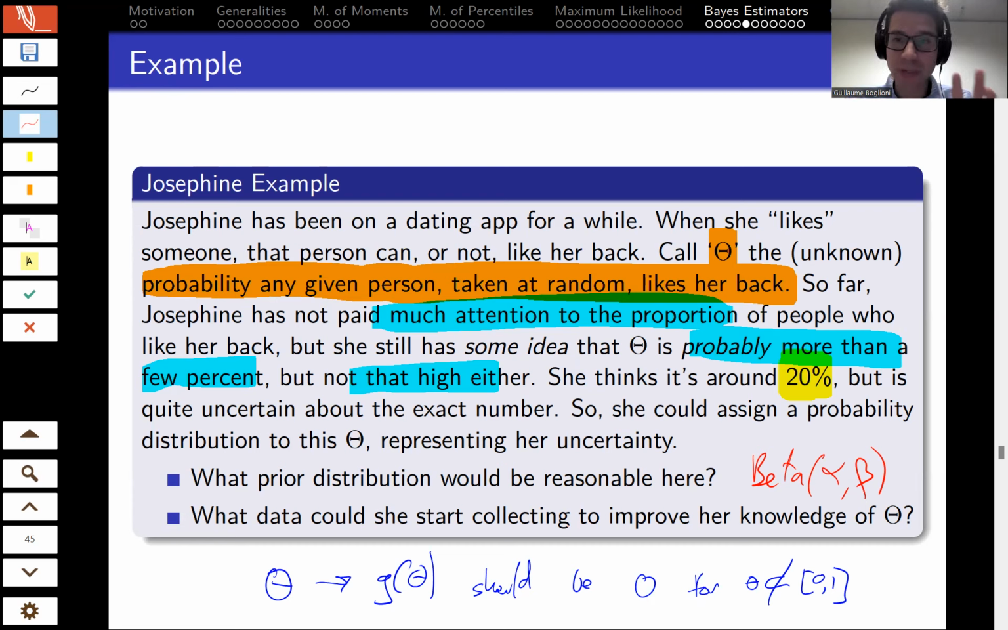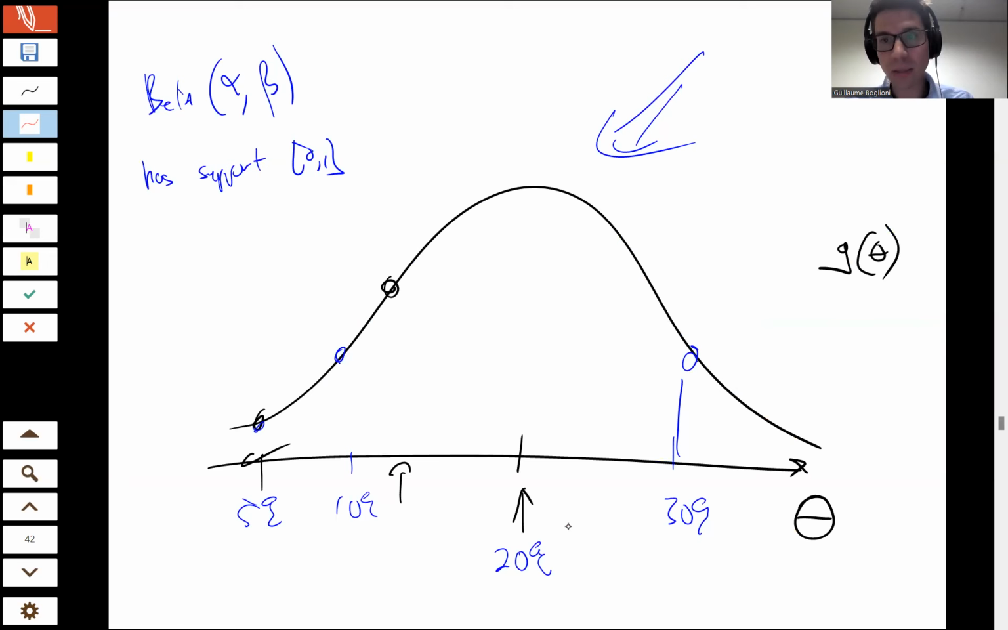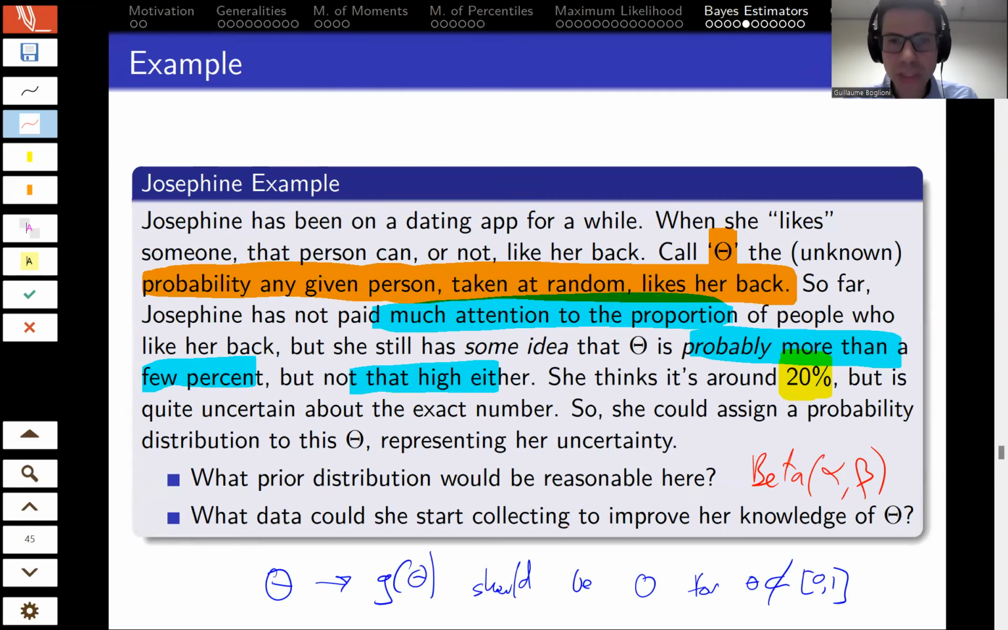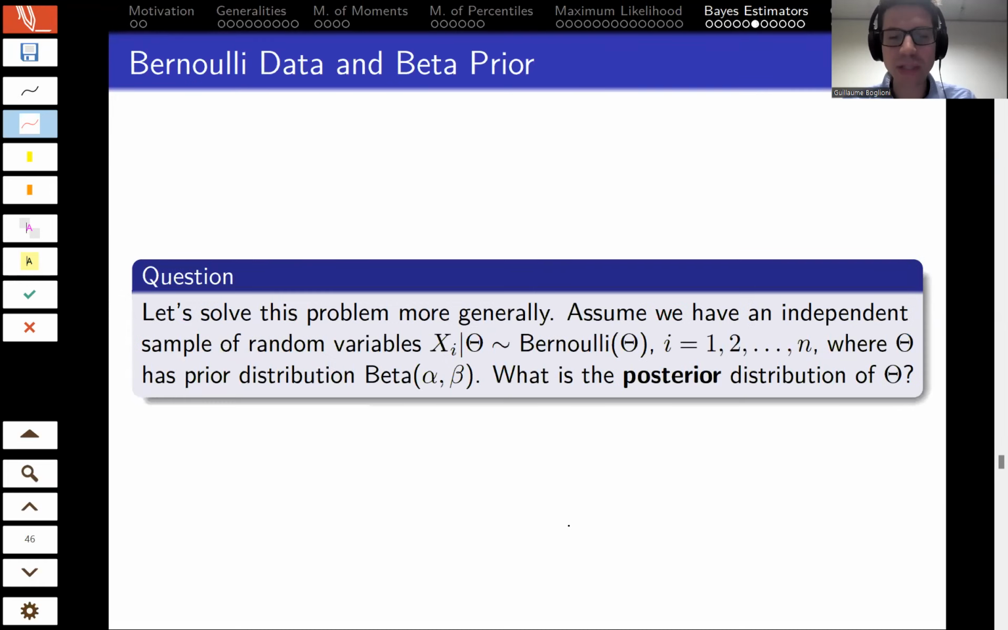And of course, the point here is this: based on the data she's going to collect, she's going to update her view of what the parameter theta is, based on the information collected. So let's solve this problem, but this is a specific context, real life, if you will. Now let's just solve the problem generally. Assume you have an independent sample of random variables Xi given theta, which are Bernoulli.